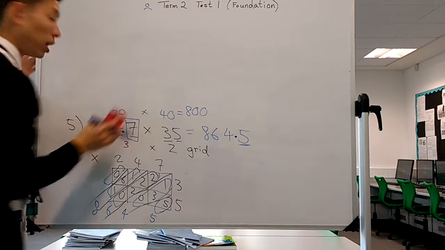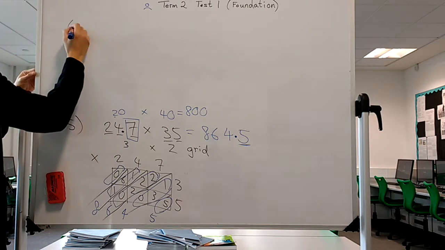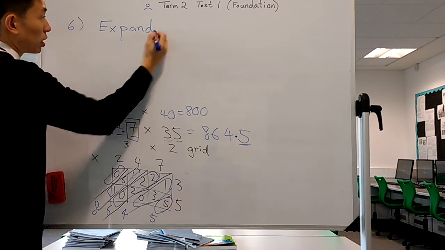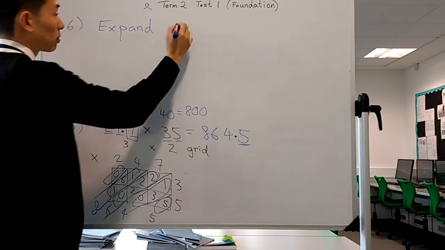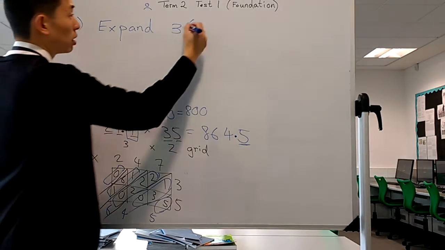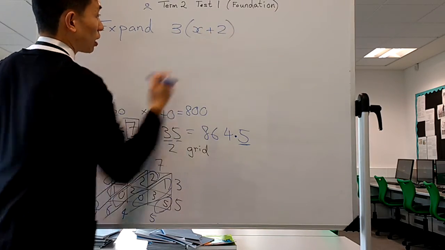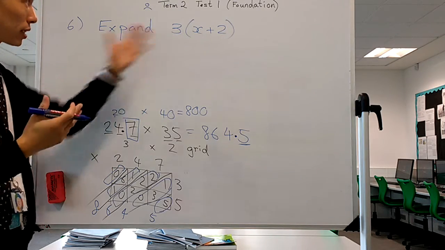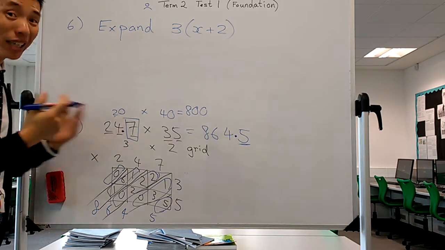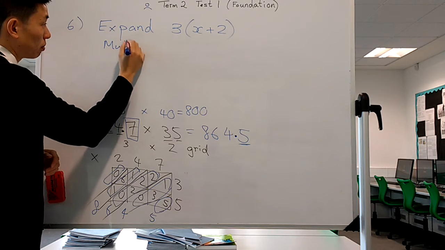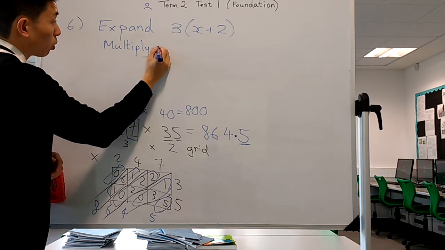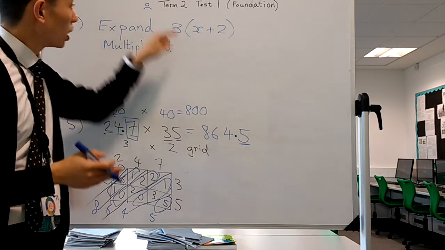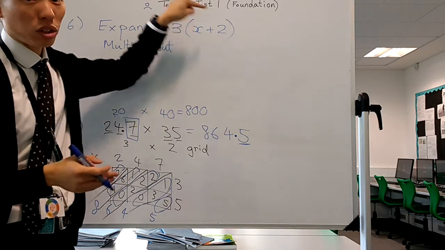And now on to number 6. A new term. This is algebra. Expand. Now, if you don't know what expand is, then it's unlikely to be able to work this out. Expand basically means multiply. Or, in most books, it says multiply out. It's that simple. It's 3 lots of x plus 2.